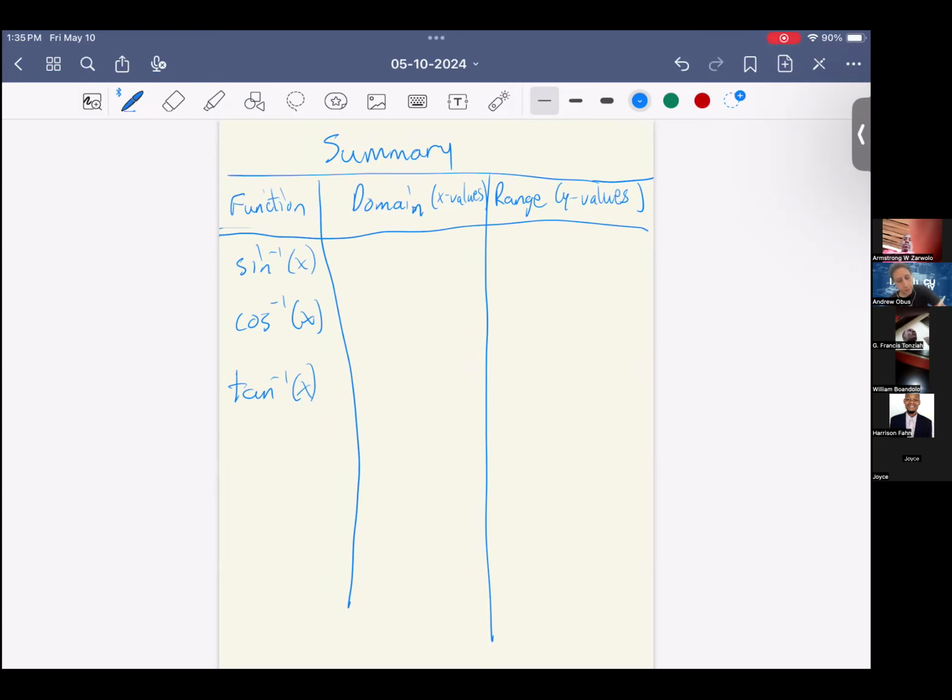So for sine inverse, the domain is -1 less than or equal to x less than or equal to 1. And the range is going to be minus pi over 2 less than or equal to y less than or equal to pi over 2. Okay. For cosine inverse of x, the domain, again, is going to be x between -1 and 1, because those are the only values that cosine can take on. And the range is going to be, instead of minus pi over 2 to pi over 2, all y between 0 and pi.